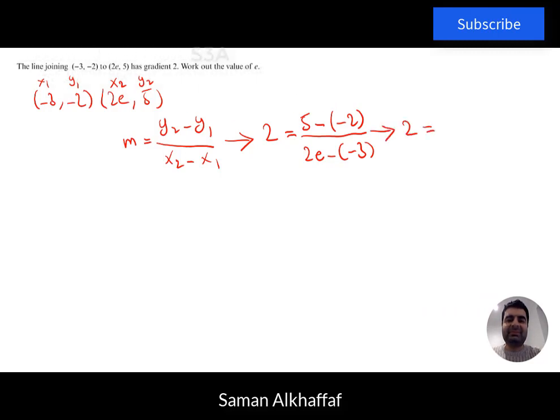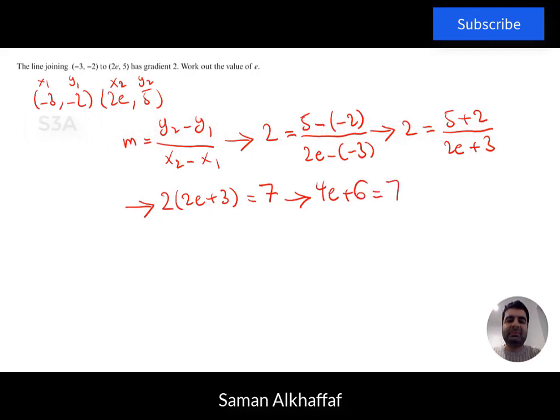So in this scenario, we'll try to simplify the expression further, so that will give us 2 equal 5 plus 2 over 2e plus 3. And in this scenario, we would have 5 plus 2, that will give us 7. And we have 2 multiplied by 2e plus 3. So that will give us 4e plus 2 multiplied by 3, that will give us 6. And on the other side we would have 7.